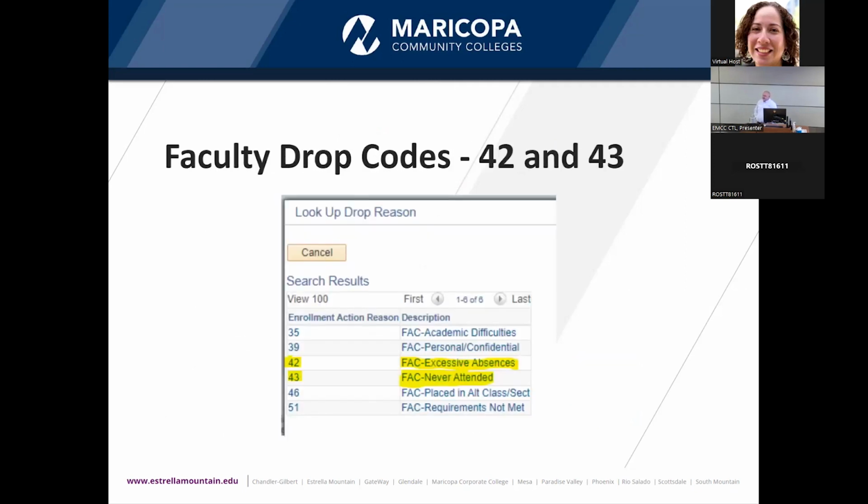So these are the drop codes that faculty have available to use when they're dropping a student. The two most popular are going to be drop code 43 and drop code 42. The one thing to remember is if a student never comes to your class, whether that's in person or completing an assignment online, and we'll go over that in more detail, the only code that you can use is 43. If they have shown up, they've completed assignments, then you have the choice of 42 and the other codes that go along with that.